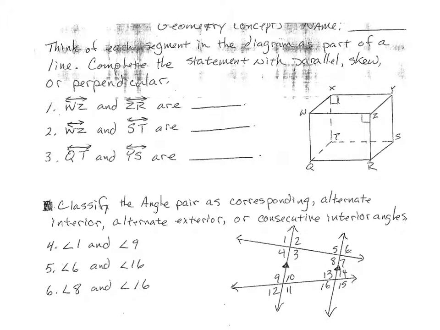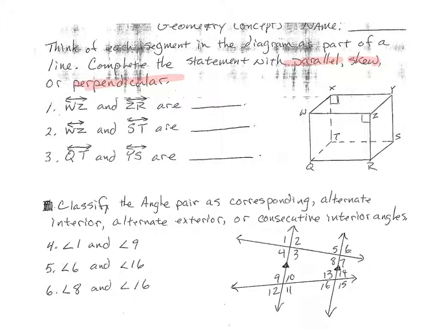Alright. Here in the first part, we're going to use this box over here on the side. And I'll highlight things to help you. But you want to make sure you label everything as parallel, skew, or perpendicular. Those are your three choices for all of these.